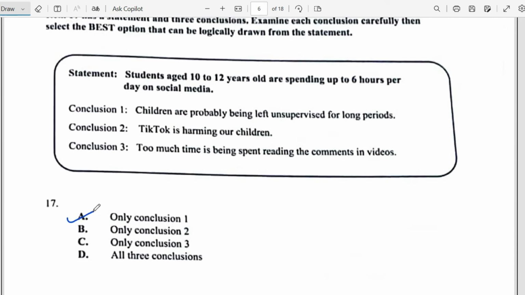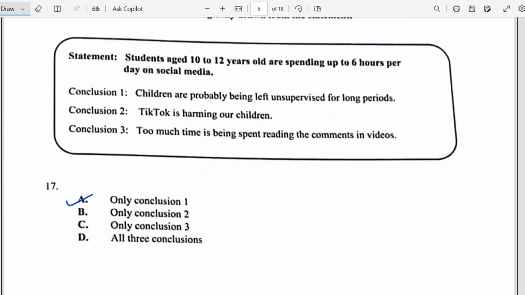And the correct answer would be only conclusion 1. It didn't say anything about TikTok or any social media app for that matter. And we don't know for sure that they were reading the comments. That's why they're on the devices for long hours. So therefore, we can assume that children are probably being left unsupervised, and that's why they're on the tablet for up to 6 hours a day on social media.